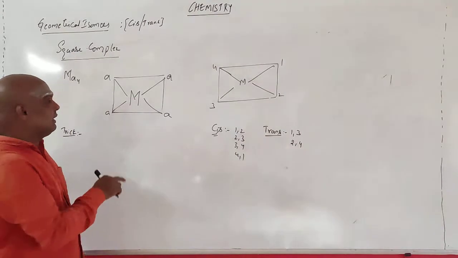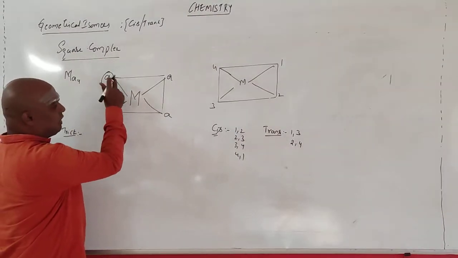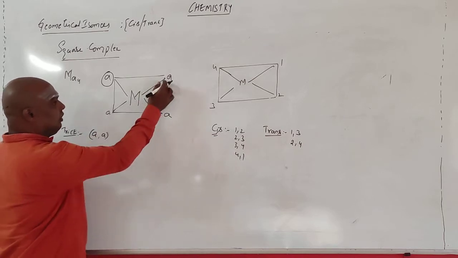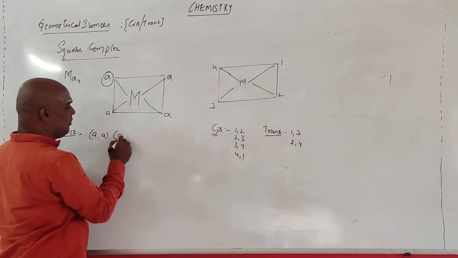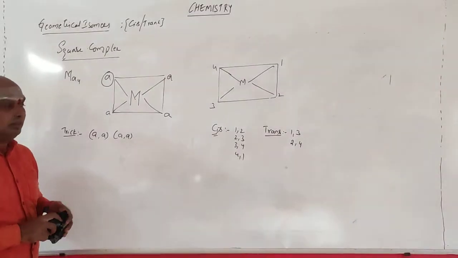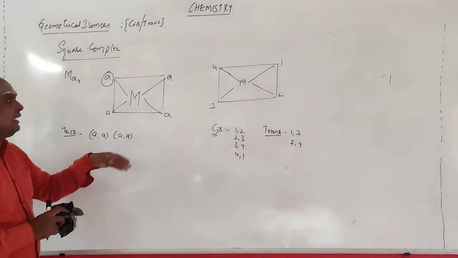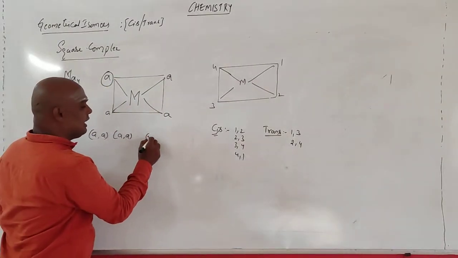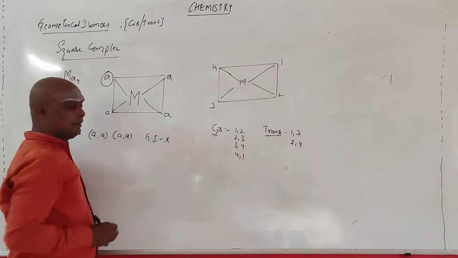Check the opposite ones. If you are doing this one, what is the opposite one? It is A. So the combination is A. Now if you take this one, these two, the combination is A upon A. Other than this, can you get anything? No, here there is no possibility of getting anything other than A. Right? Even if you shift. So here geometrical isomers are absent.